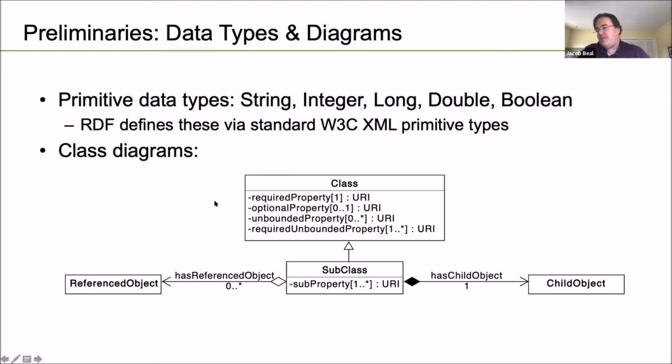If something's optional, then it has a cardinality of 0 or 1. If you can have as many of them as you want, like say how many members you have in a collection, then it is 0 to star. It's an unbounded property. And you can have it be both required and unbounded. Like you have to have at least 1, but you can have more than 1. These little arrows will show subclass relationships.